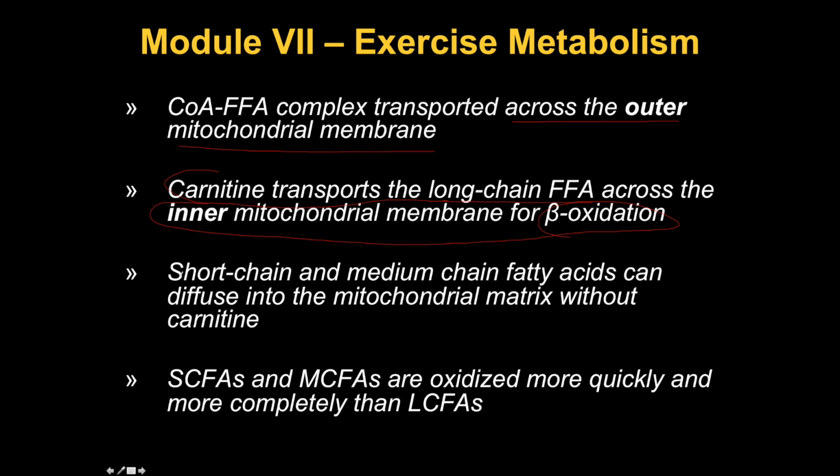Now you should note that short-chain and medium-chain fatty acids can actually diffuse across the mitochondrial matrix without the use of carnitine. So that's a benefit to short-chain and medium-chain fatty acids. The long-chain fatty acids always present a problem as far as transportation is concerned. These short-chain and medium-chain fatty acids also oxidize a bit more quickly because they are smaller in carbon length, and they do oxidize more completely than long-chain fatty acids.